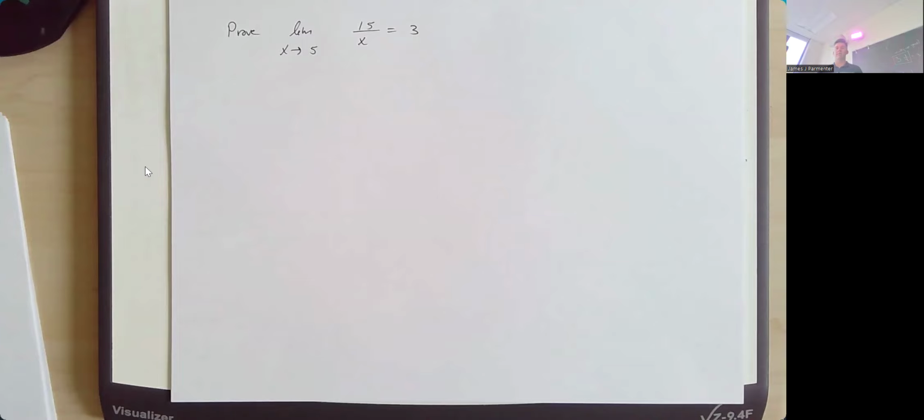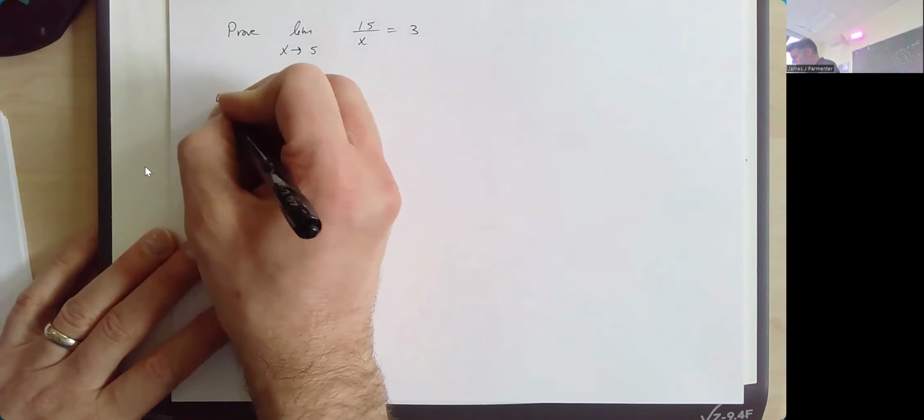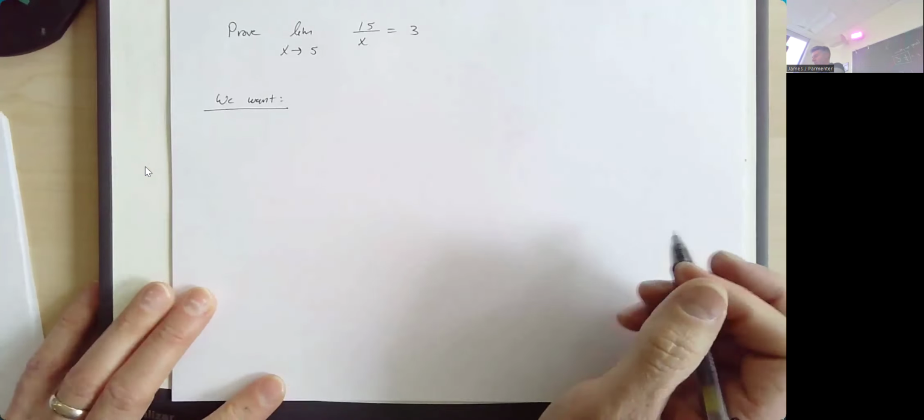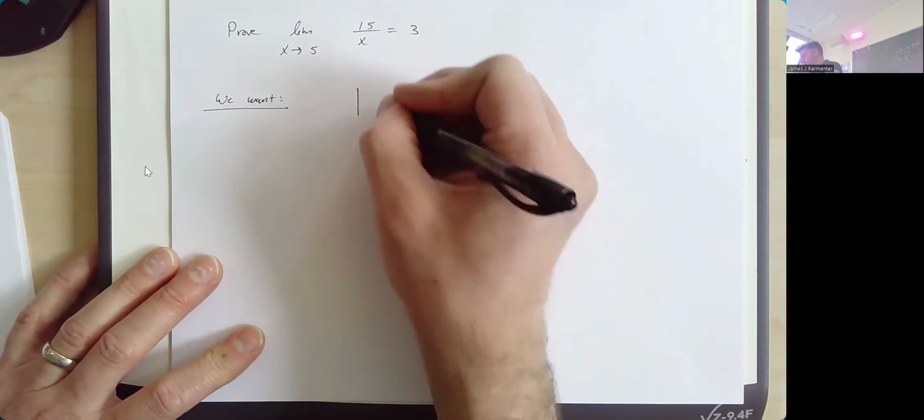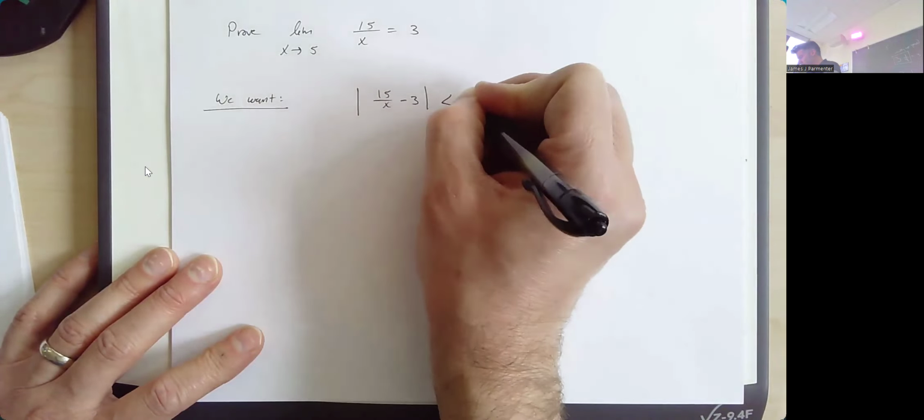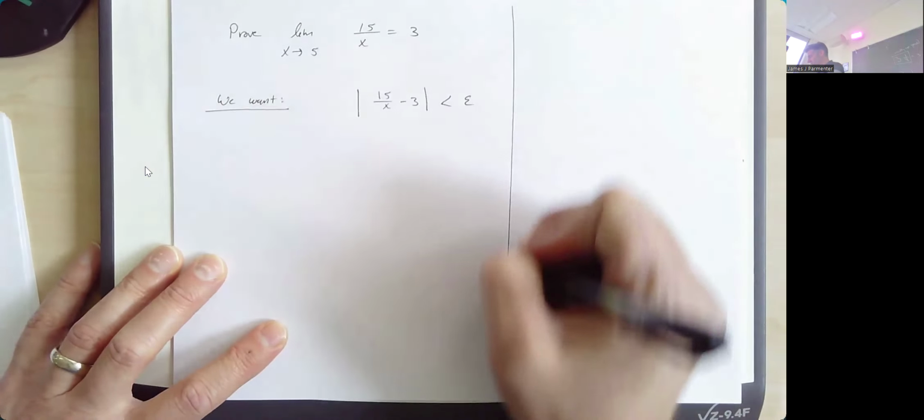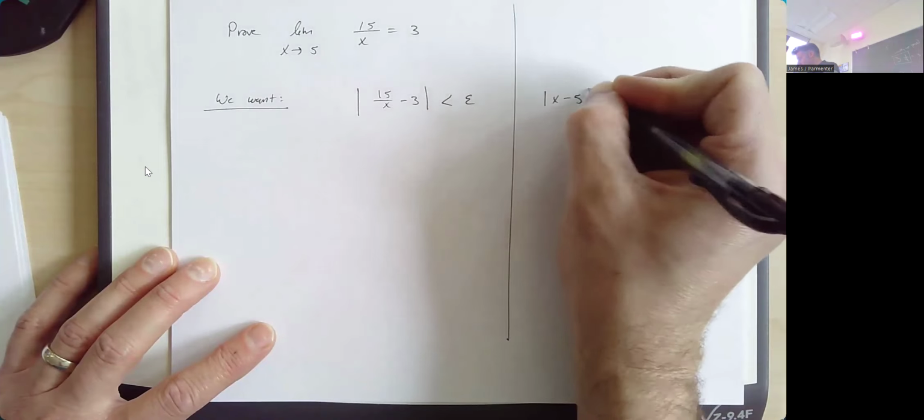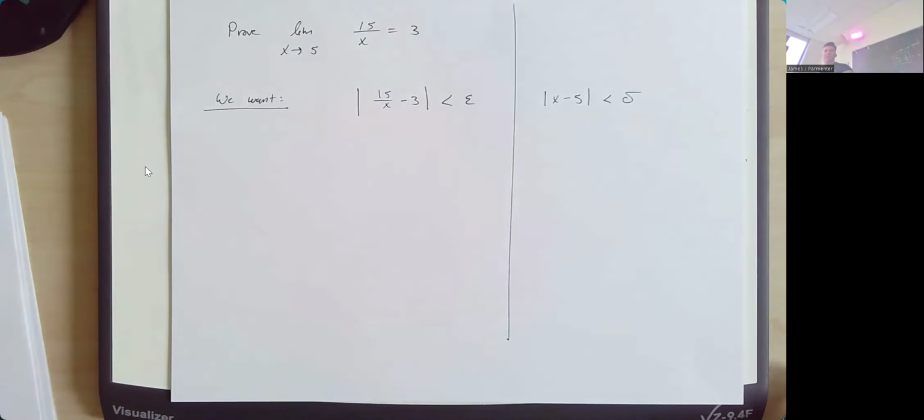Same idea as before, meaning we want two things to be true. We want the absolute value of our function minus the limit to be less than epsilon. And simultaneously, we want the absolute value of x minus 5 to be less than delta.